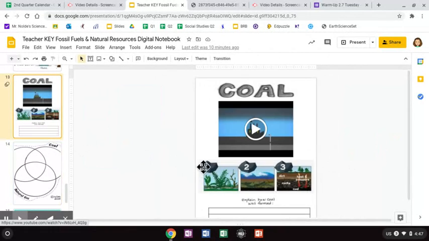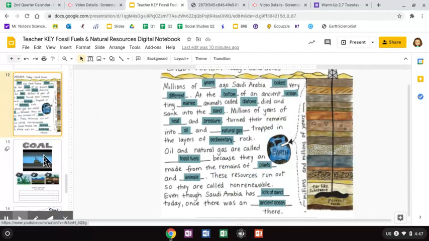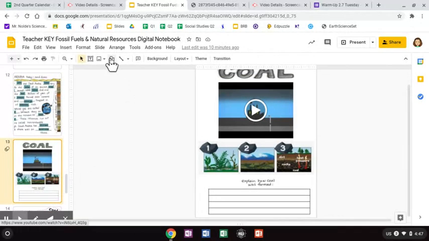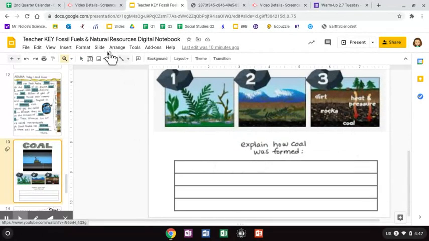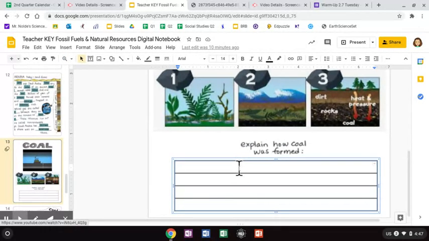All right, oops, didn't mean to do that. So we're going to just type a few words about how coal is formed. Whoops, cannot get it to cooperate. Okay, let me zoom in. And if I'm typing too quickly, of course, you can pause.